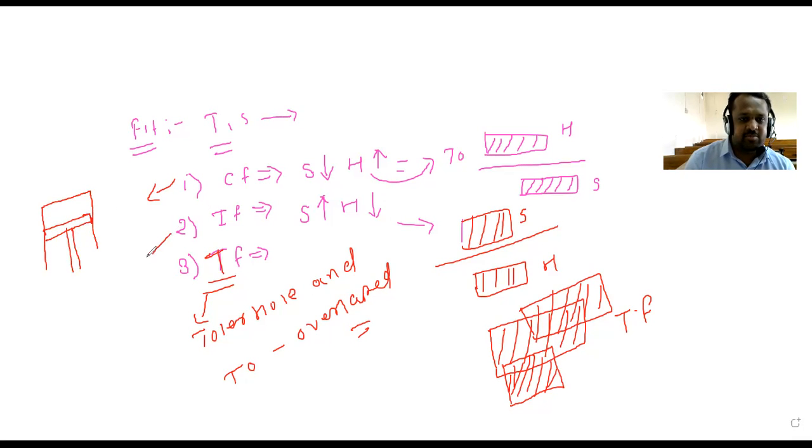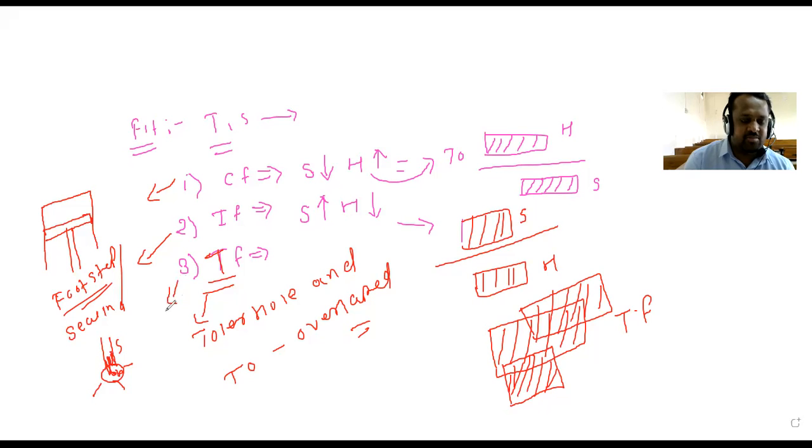Then what is the example of the interference fit? A footstep bearing, the arrangement of bearing and shaft. Another example of the interference fit is the ceiling fan you have seen at home. Suppose this is the shaft of the ceiling fan, and here the bearing is there. This arrangement of shaft and bearing is an interference fit.